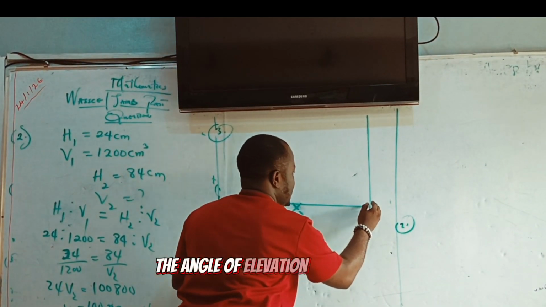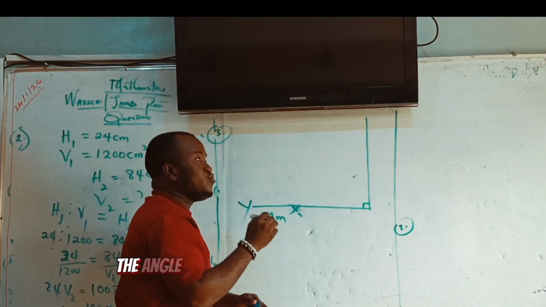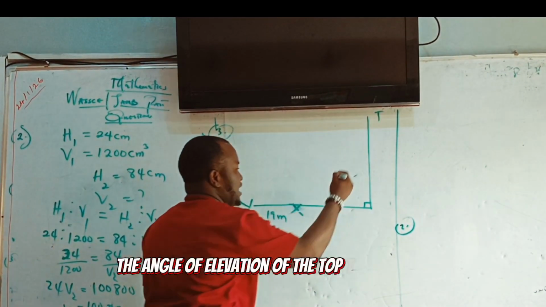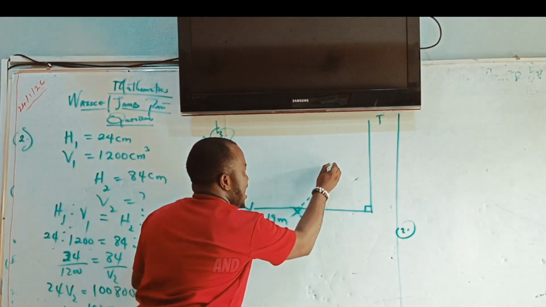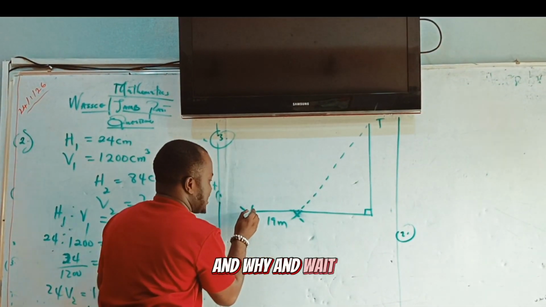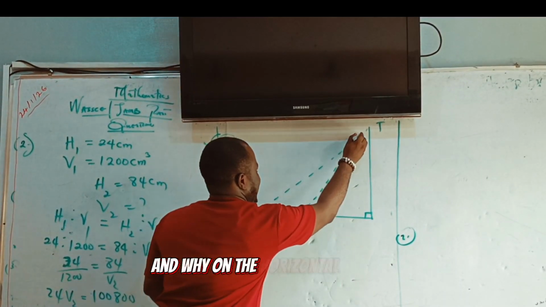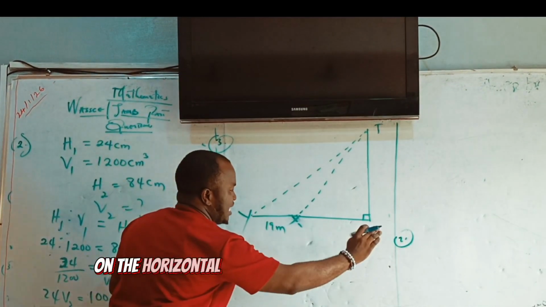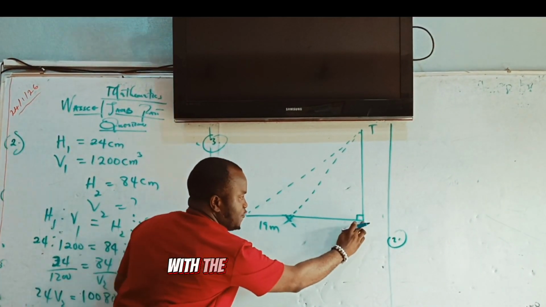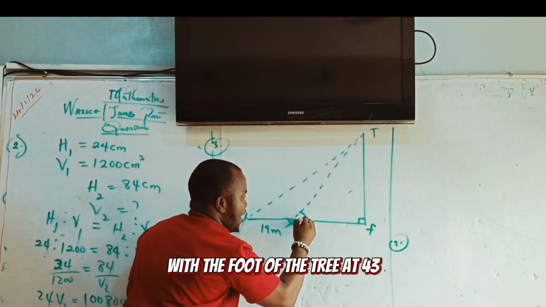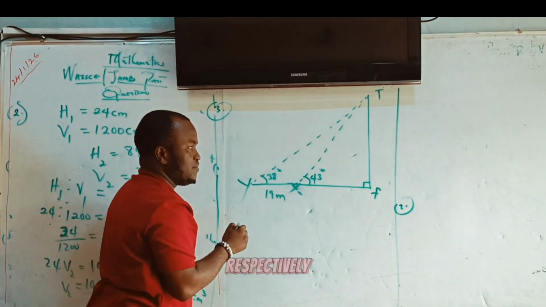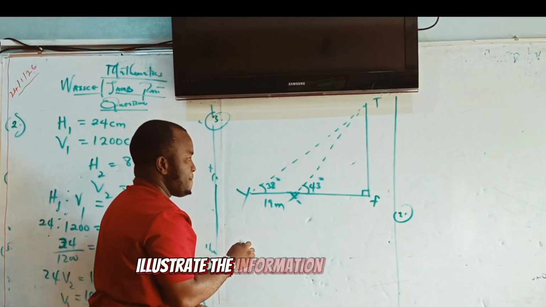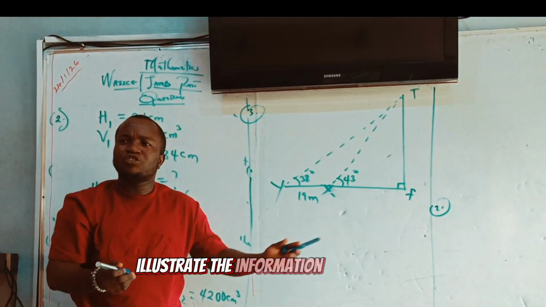The angles of elevation of the top T of the tree from X and Y on the horizontal ground, with the foot of the tree, are 43 degrees and 38 degrees respectively. A, illustrate the information in a diagram.